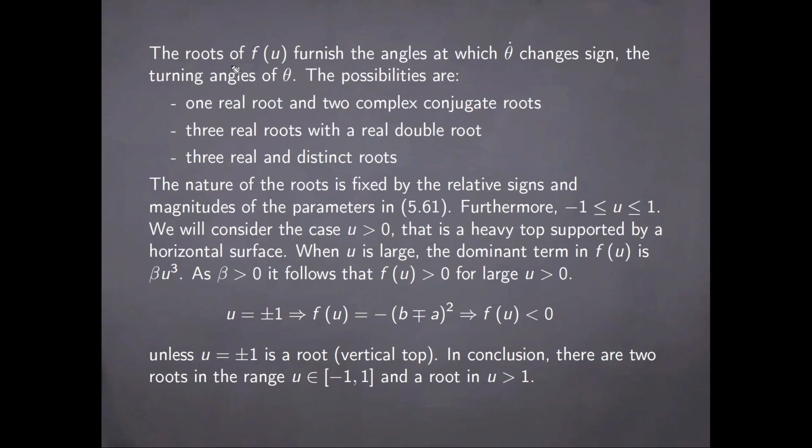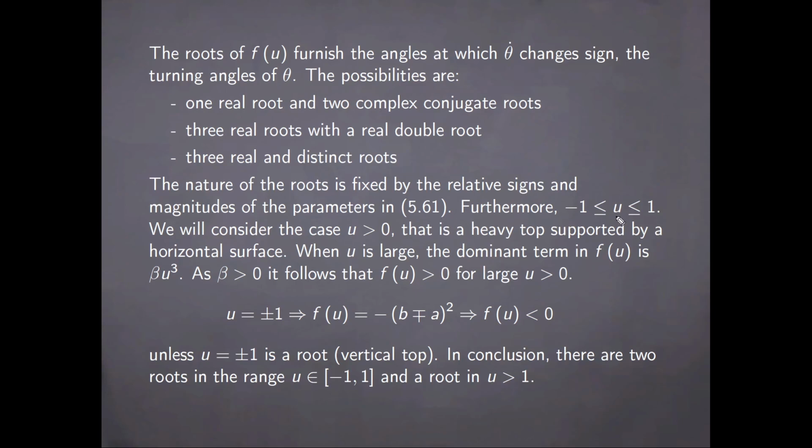Now, the roots of this f of u function furnish the angles at which the time derivative of theta changes sign. So these roots are the turning angles of the variable theta. And we have the following possibilities. Either we speak of a real root and two complex conjugate roots, or we speak of three real roots with one of them being a double root, or we have the case of three real and distinct roots. The nature of the roots is fixed by the relative signs and magnitudes of the parameters listed in the set of equations of 5.61.